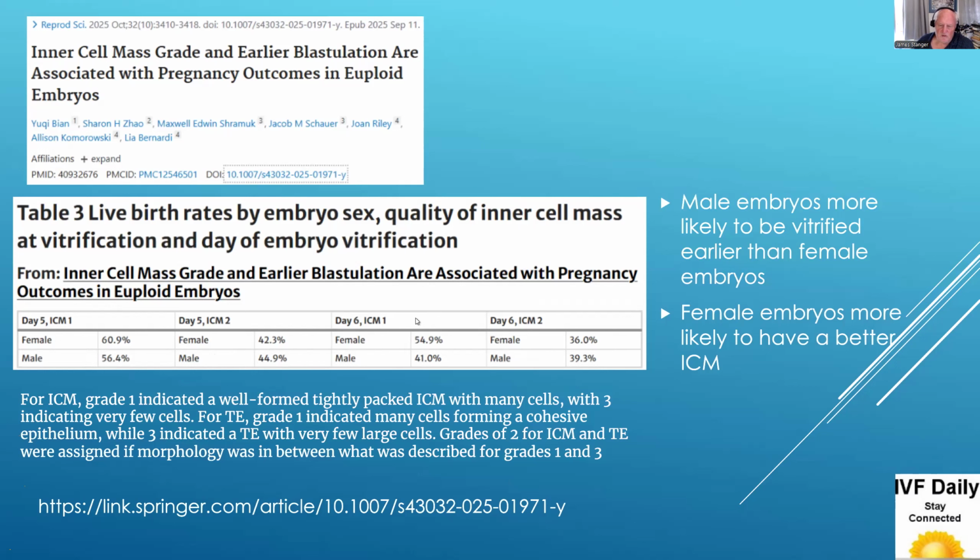If you let the embryos divide one more day, that is, they're dividing a bit slower, the inner cell mass grade, top grade, gives 54% for females and 41% for males. So there is a difference.